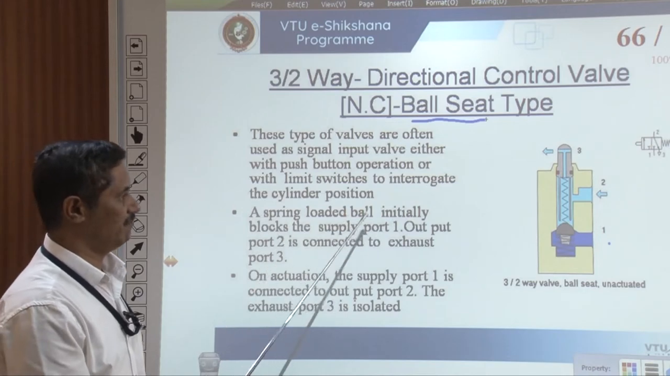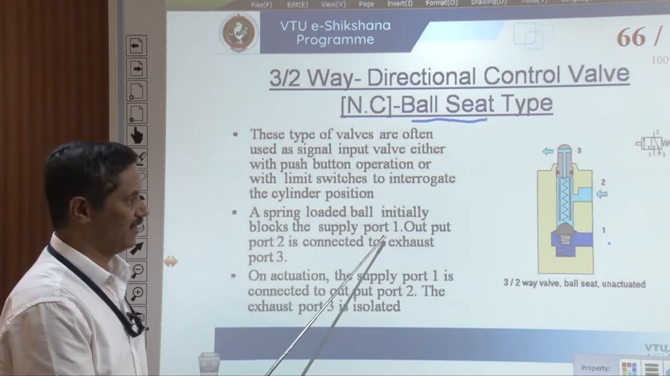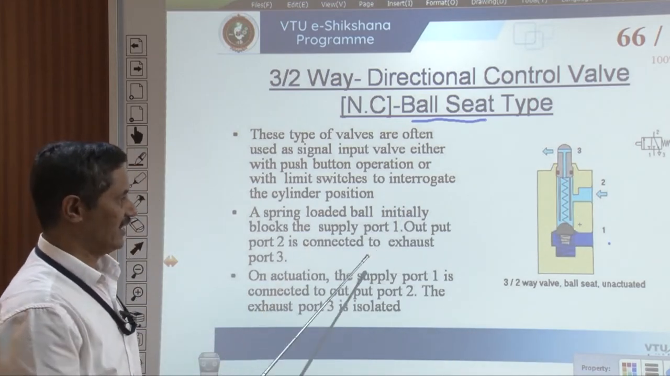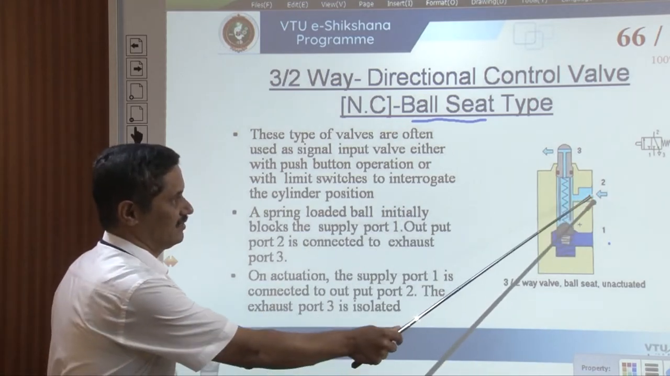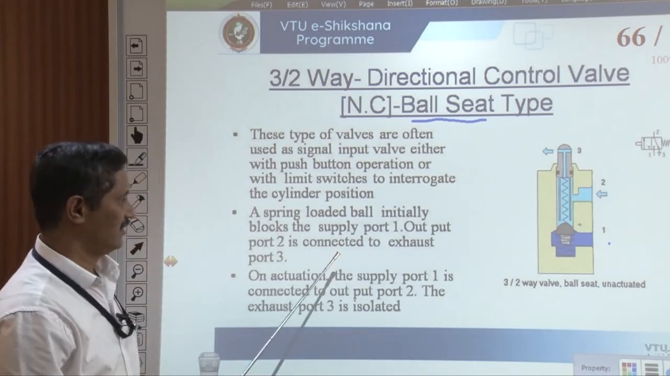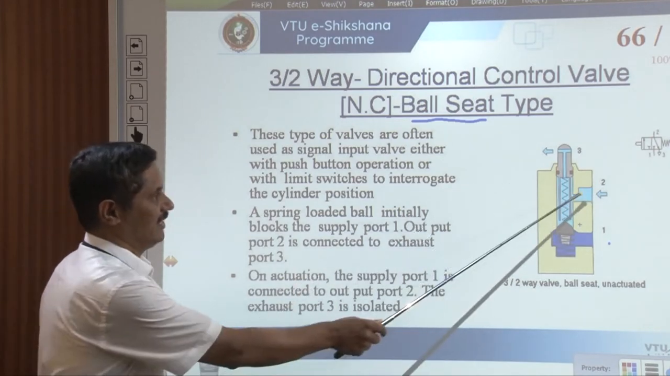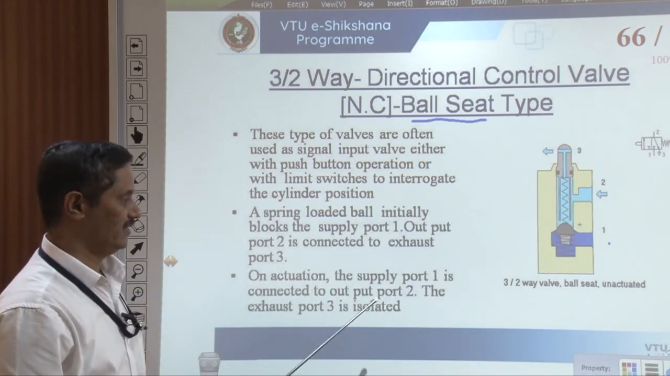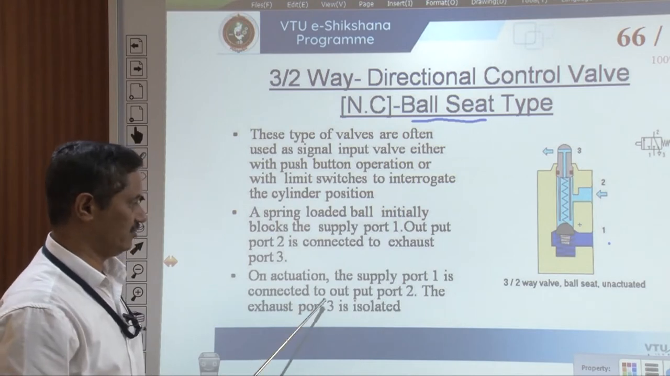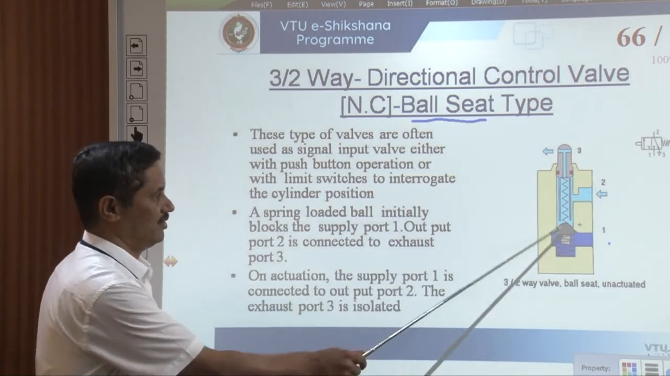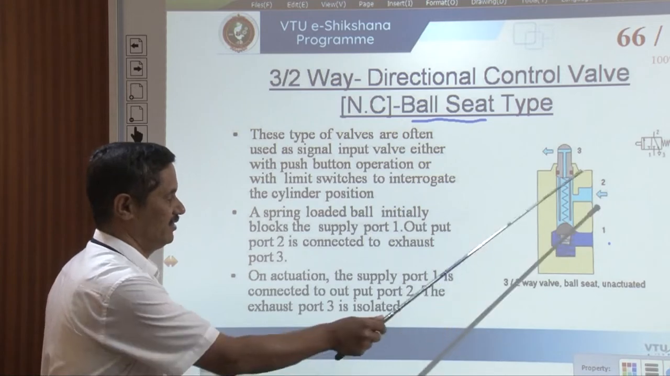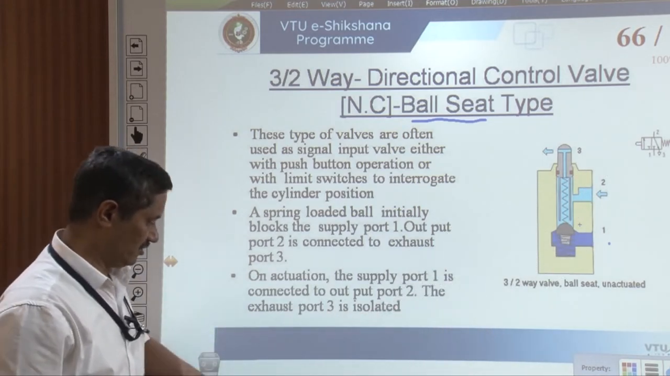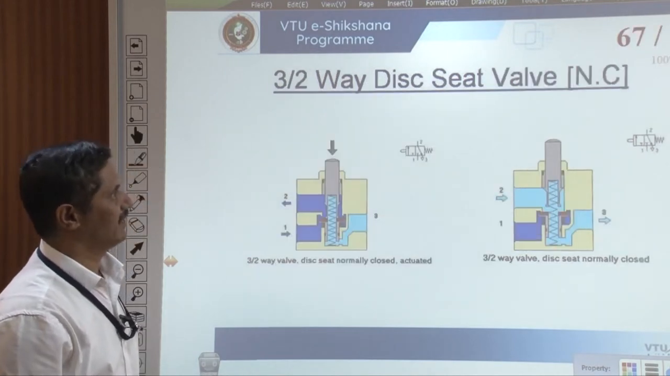The spring loaded ball initially blocks the supply port 1, it is blocked here. The output port is connected to the exhaust, port 3, which in turn has an internal connection. With no actuation, the supply port is sealed from the output port 2. Now once it gets lifted, it can connect to 2. So that's how the motion of the valve takes place.